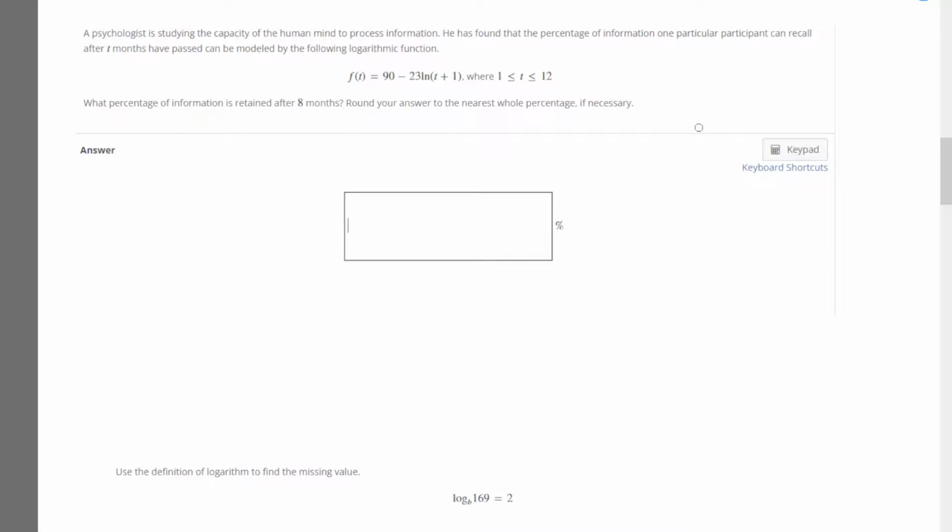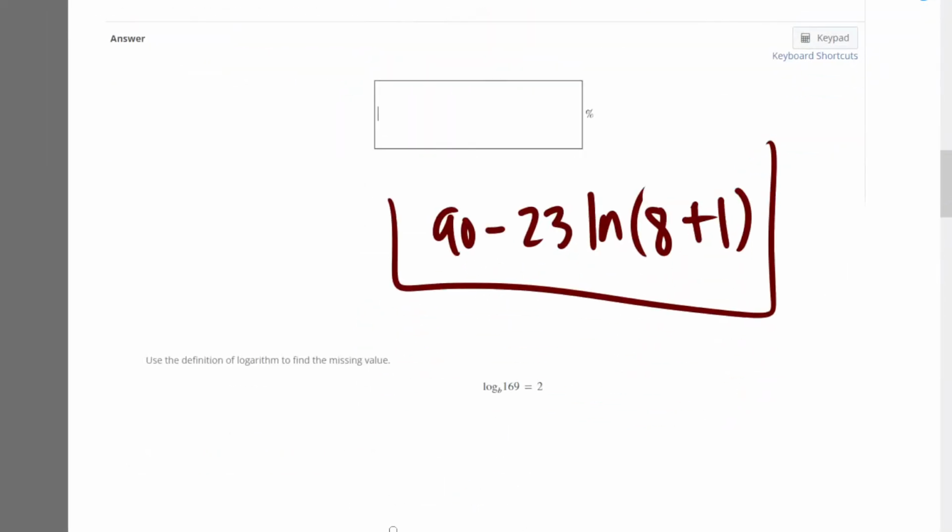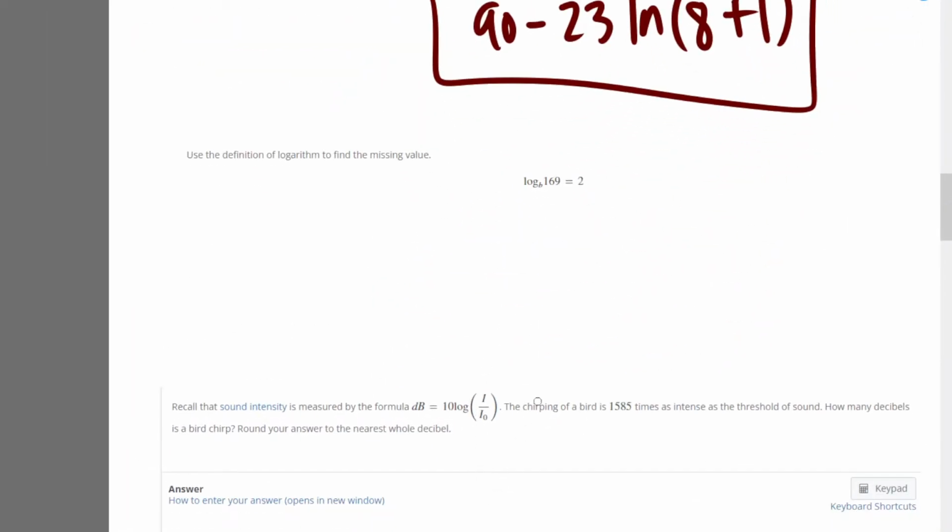Now we want to plug in our 8 for T, so 90 minus 23 ln of T plus 1, plug in the 8 for T, 8 plus 1. You can plug this into your calculator. It works just fine.